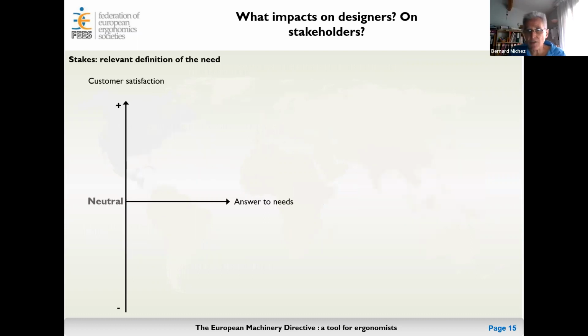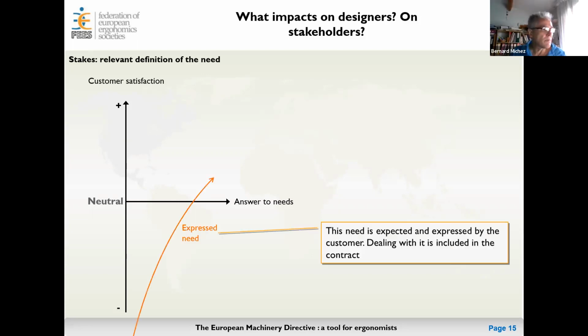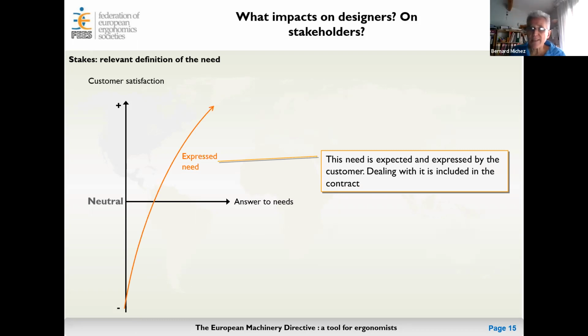About the satisfaction of design criteria. On this graphic, you can see the customer satisfaction, which may be very satisfied or not satisfied at all, and another scale that shows the uncertain needs. First of all, there's an expressed need, and it's expressed by the customer, and it's expected. This is normal to give it. You have to give this.